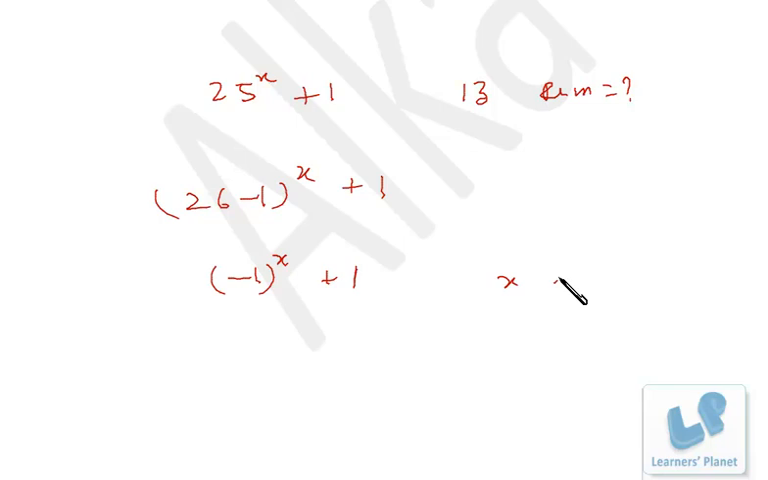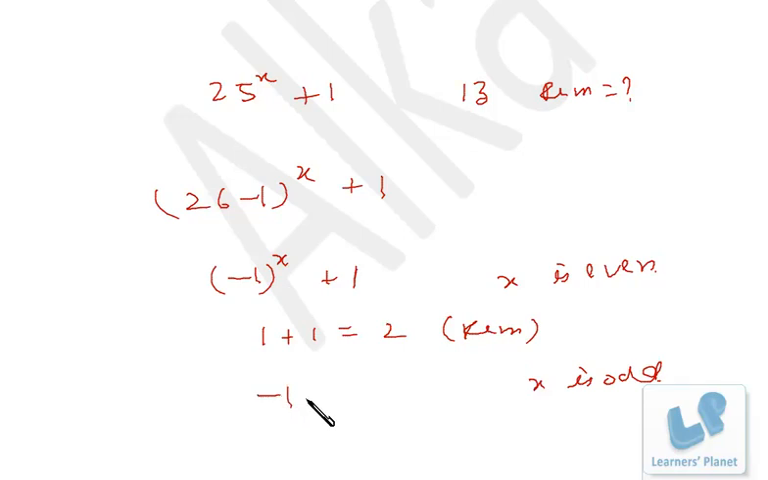So if x is even, what will happen? If x is even, this minus 1 will be converted to 1, and this 1 plus 1, 2, will be the remainder. And if x is odd, then minus 1 raised to odd will be converted to minus 1, and then plus 1, so it is 0. So 25 raised to x plus 1 will be divisible by 13 if x is odd. Getting my point? And 25 raised to x plus 1 will not be divisible by 13 if x is even. Pretty simple. Okay?